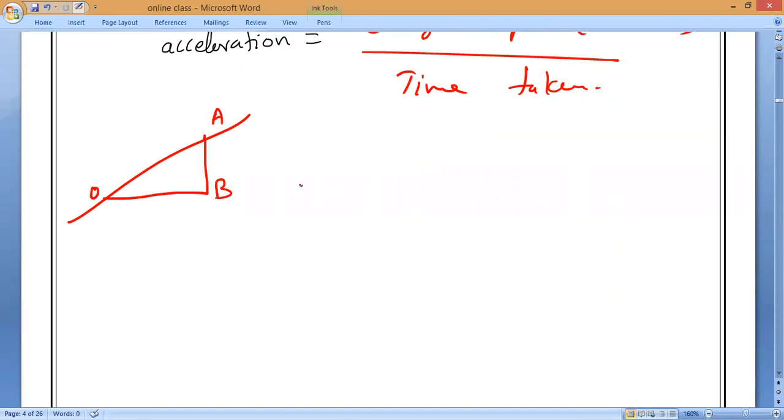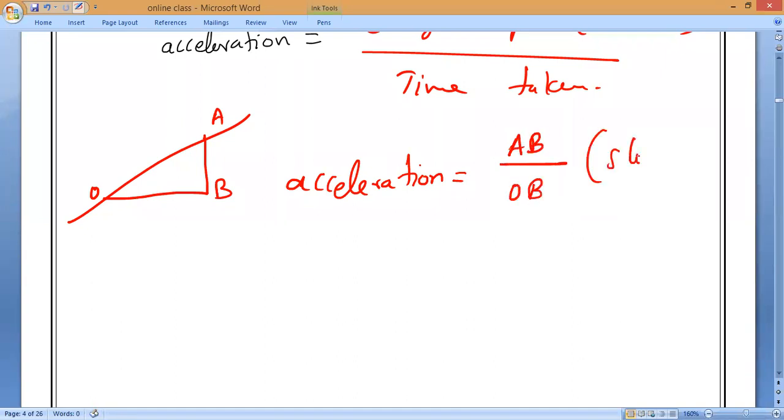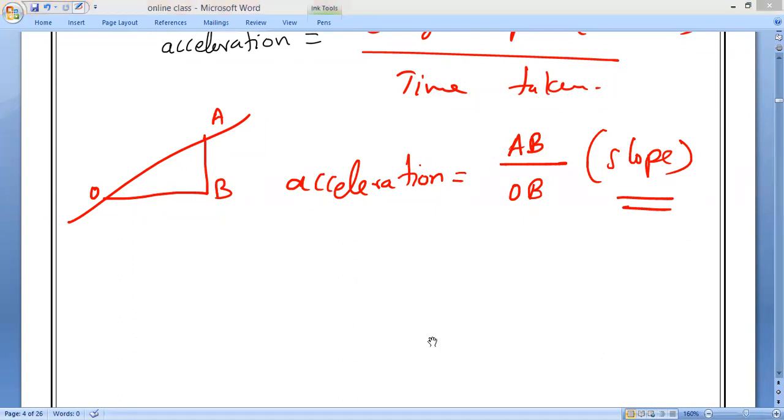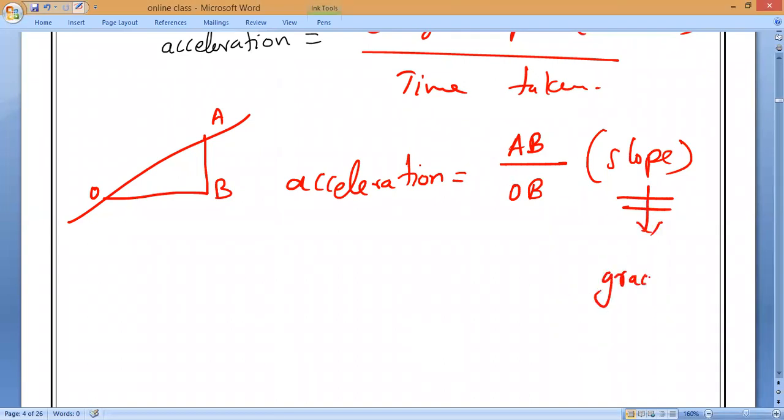Now acceleration is equal to, you tell me, what do you mean by acceleration? Slope of the graph, as I said. So slope of the graph means AB divided by OB. So that is called the slope. Till here everybody finished it? Any doubt? No, sir. Okay. This slope is also called by another name, gradient.